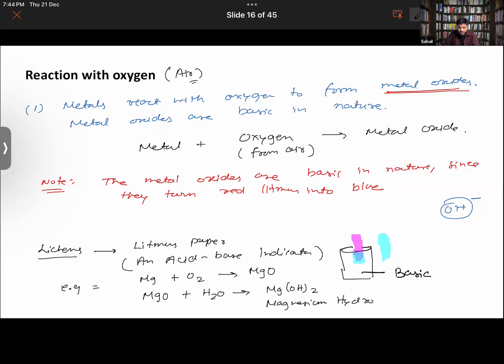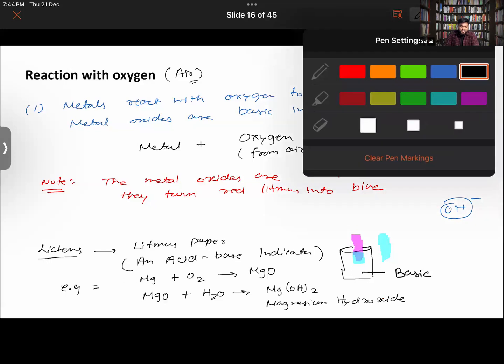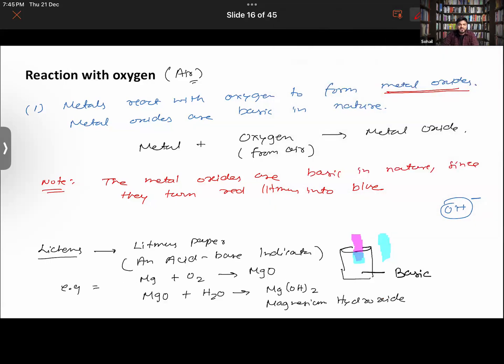Sir, is rust in the category of reaction with oxygen? Exactly. Along with oxygen, it reacts with water also. It reacts with damp air, the air that consists of moisture. So I will be going there as well.